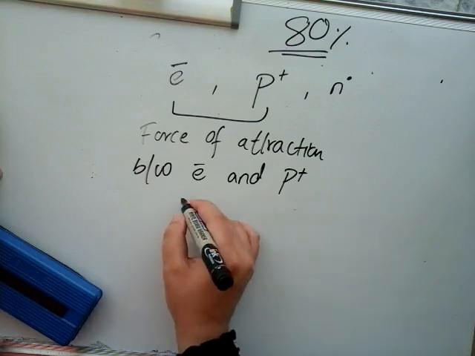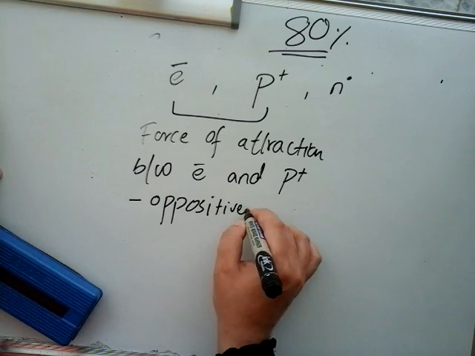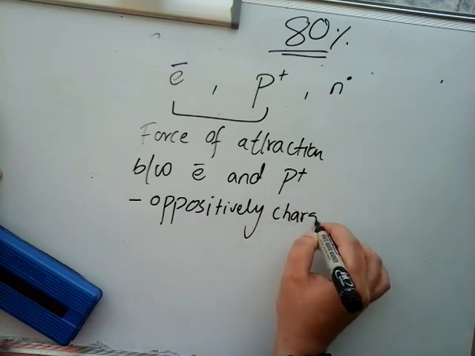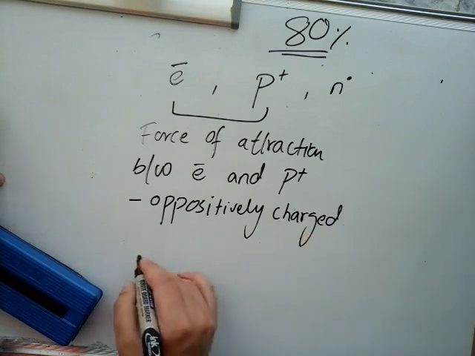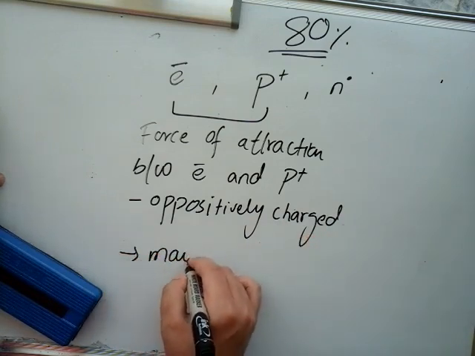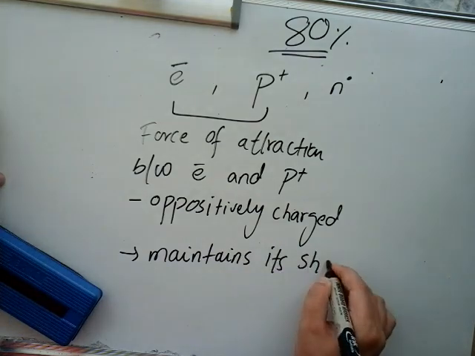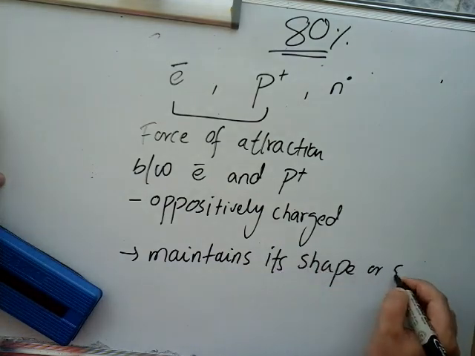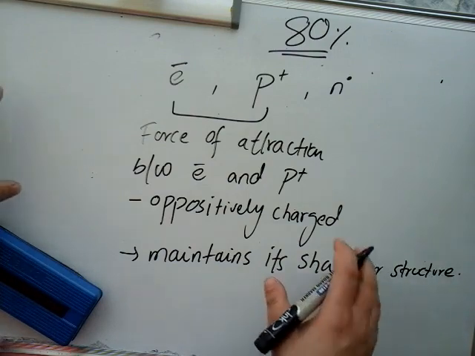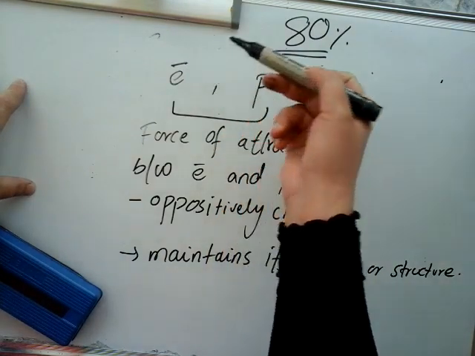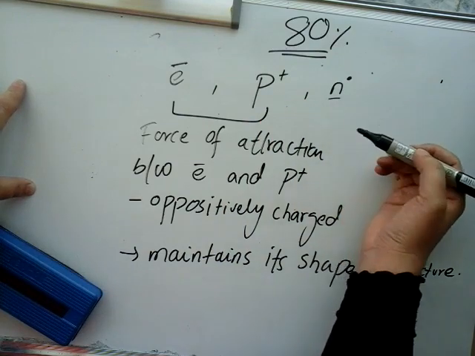Both are oppositely charged particles, and we know that oppositely charged particles attract each other, and because of this attraction, the atom maintains its shape or structure. The atom maintains its structure because of this force of attraction between oppositely charged electron and proton. Is that clear? Neutron is present in the nucleus as well.